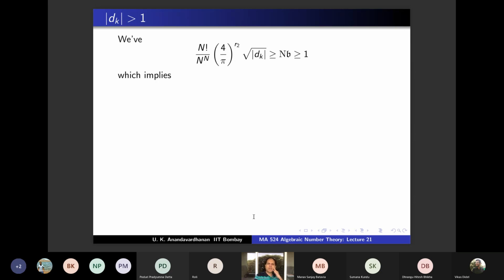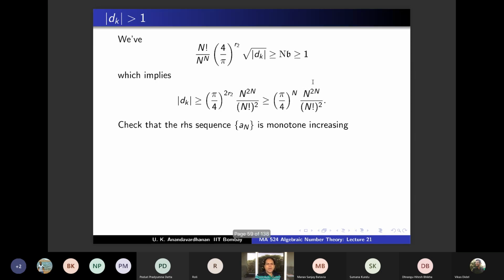Yeah, so this is bigger than or equal to 1, and this implies you are getting a bound for dk. So dk is bigger than or equal to this taken to this side, and taking square, you get (pi by 4) power 2r2 times n power 2n by (n factorial) square, which is bigger than or equal to, I'm replacing 2r2 by a bigger number, which is capital N. Capital N is r1 plus 2r2, and I can do that because pi by 4 is less than 1. So when I make the exponent bigger, it's a greater than or equal to.